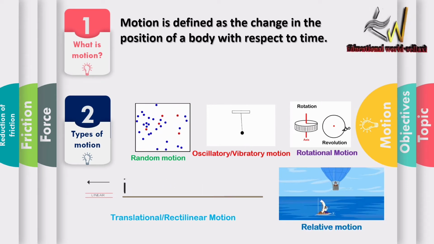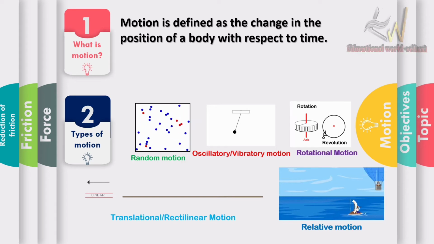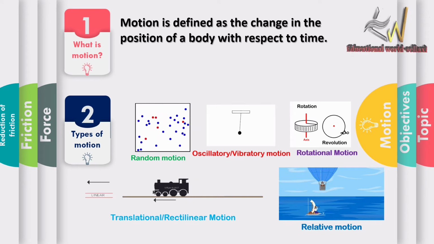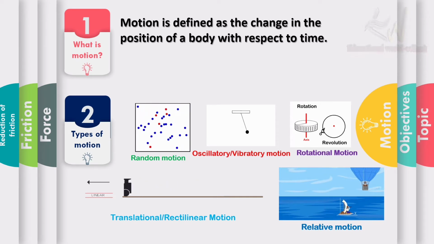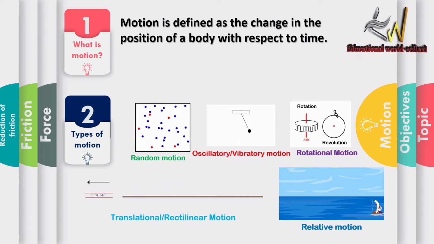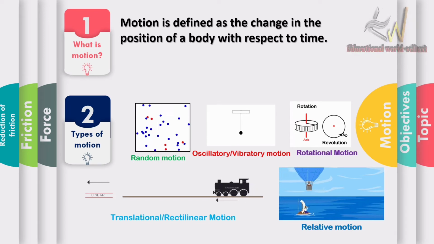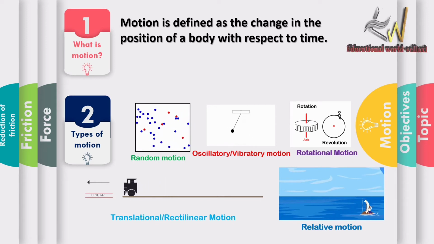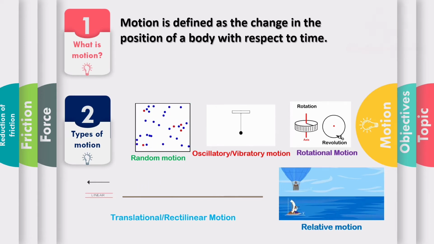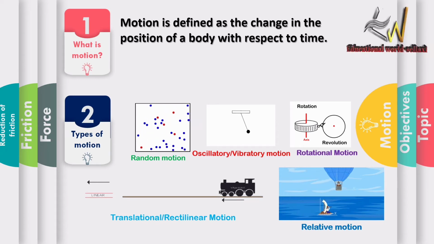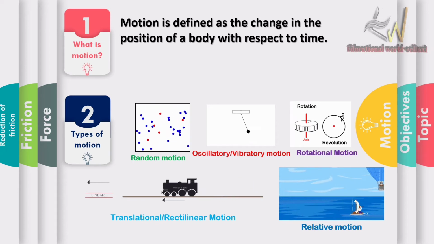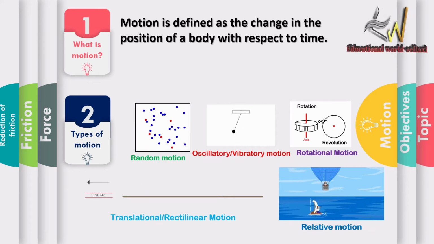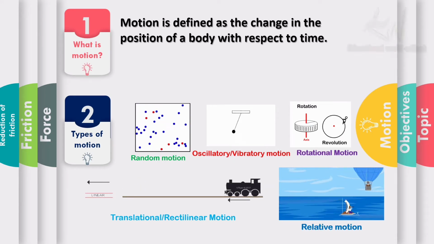Relative motion. Relative motion is the comparison between the speeds or velocities of two moving objects with respect to their direction. Relative motion can also be known as relative velocity. When two objects are moving in the same direction, the relative motion between them is the difference in their velocities. But when they are moving in opposite direction, the relative motion between them is the sum of their respective velocities.